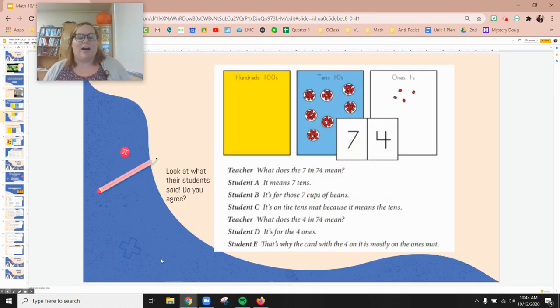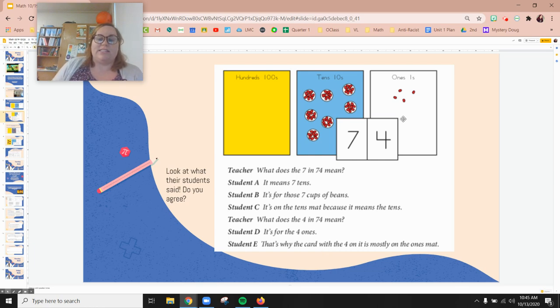All right, so here we are. So look at what the students said in their class. The teacher said, what does the 7 in 74 mean? This first student said, that means there are 7 tens. It's for those 7 cups of beans, said the second student. It's not on the tens mat because it means the tens. What does the 4 in 74 mean? So that 4, it's for the 4 ones. That's why the card with only 4 beans on it is mostly on the ones mat.